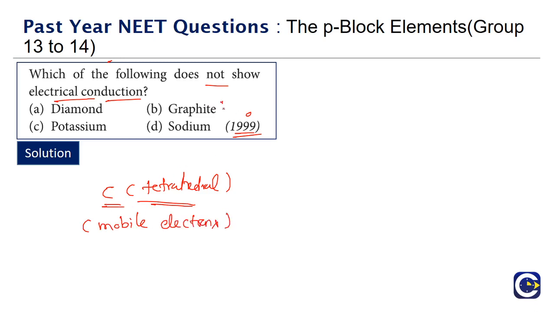Whereas graphite has a hexagonal layer structure, with weak bonds between one layer and another that can be easily broken, thereby giving mobile or free electrons. That's why graphite can conduct current. Potassium and sodium are metals, and metals have mobile electrons. So the one that will not be able to conduct electricity is diamond.